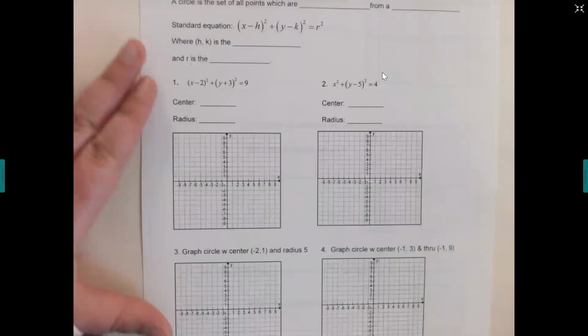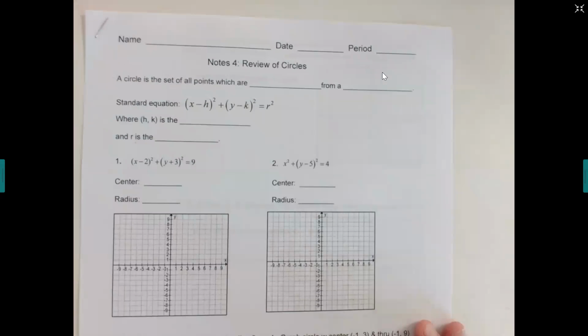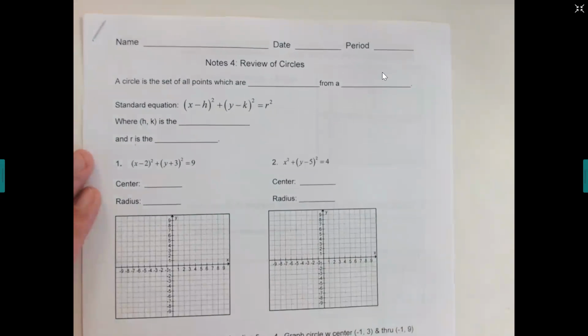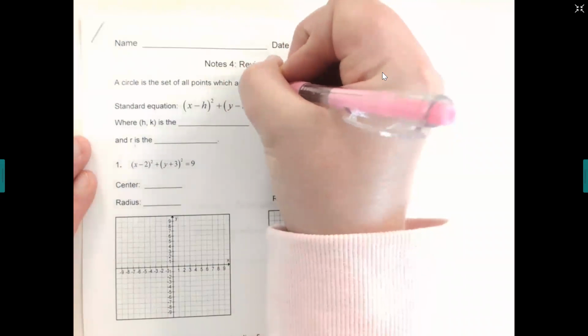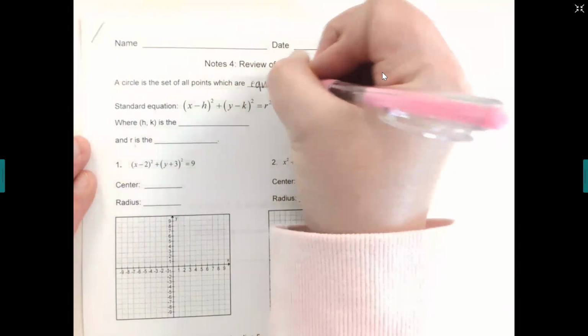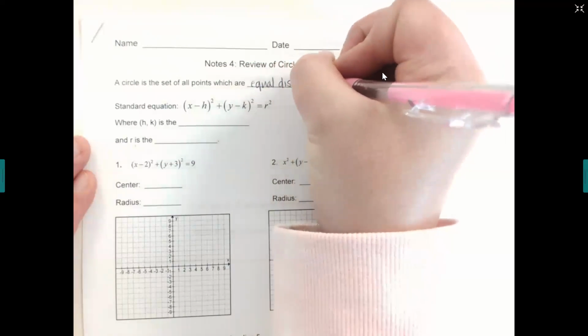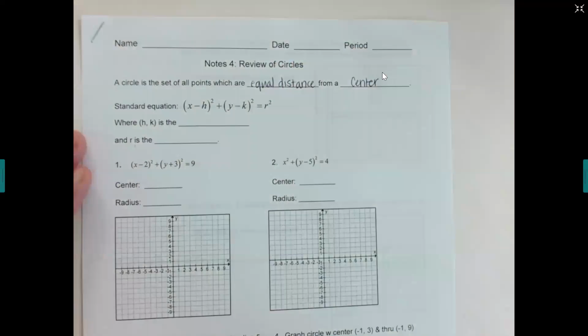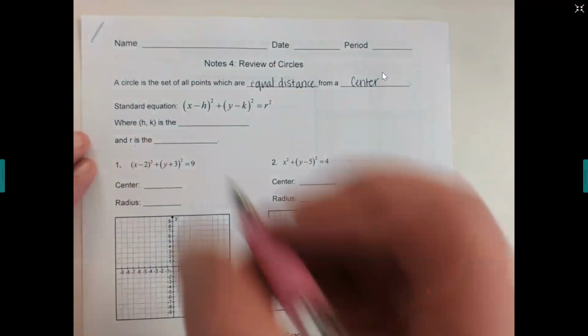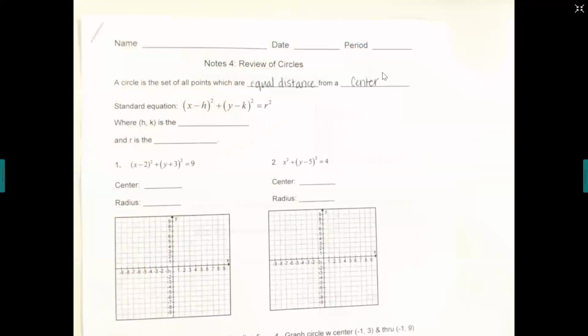Yes, circles. Okay, so look at the top. A circle is a set of points that are all equal distance from a center. Every single point on the circle is the same distance from the center. So the way that you're going to find the center is the number with x. This is your standard equation right here.